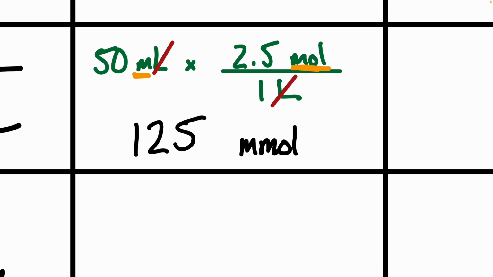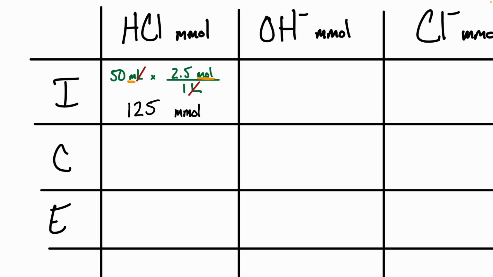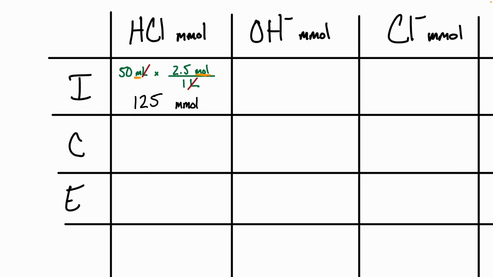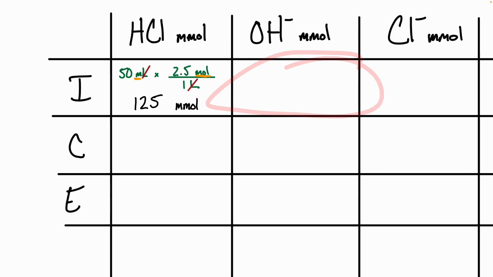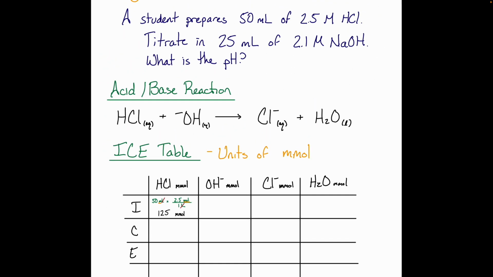And importantly, the number of moles won't change. Maybe it'll be consumed or something like that. But unlike concentration, we're going to talk in terms of millimoles. All right, so everybody's going to take a second. How many millimoles of hydroxide do we have? We said we had 25 mLs of 2.1 molar.